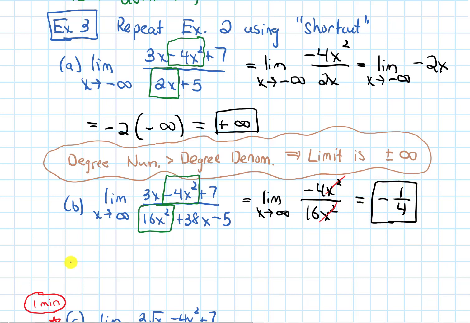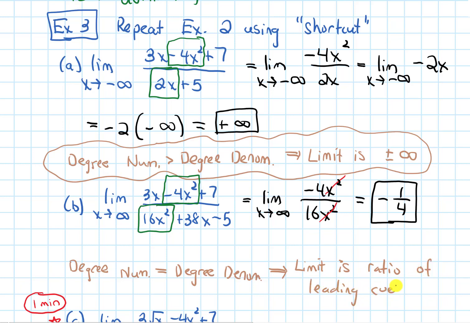So the general rule here is that when the degree of the numerator equals the degree of the denominator, then the limit involves the coefficient of that biggest power on top, which is negative 4, and the coefficient of the biggest power on the bottom, which is 16. I'm going to say the limit is the ratio of those, which are called the leading coefficients, the coefficients of the biggest power terms.